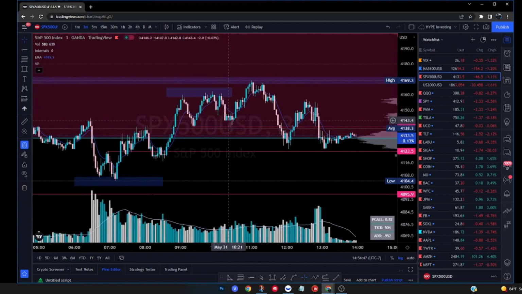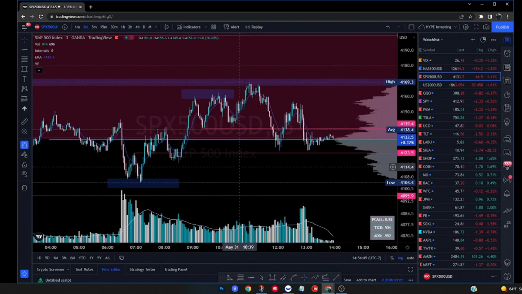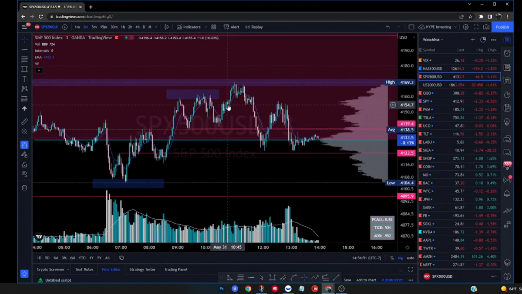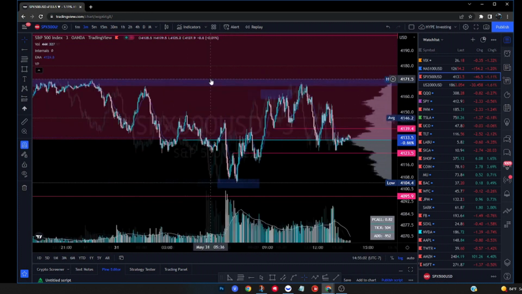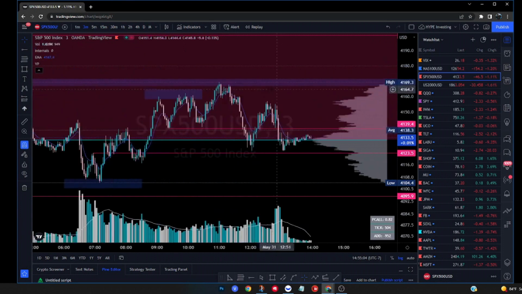Maybe that's the reason why we couldn't push through it. But maybe in power hour, we can. So then we came back up and we made a new high. And this time it was a little bit more promising. We got this big candle here on the break, which is typically what you want to see. But again, once it got to the harder resistance at 4170, it struggled again.